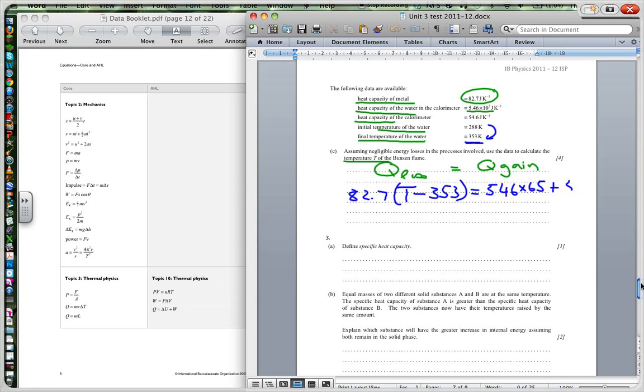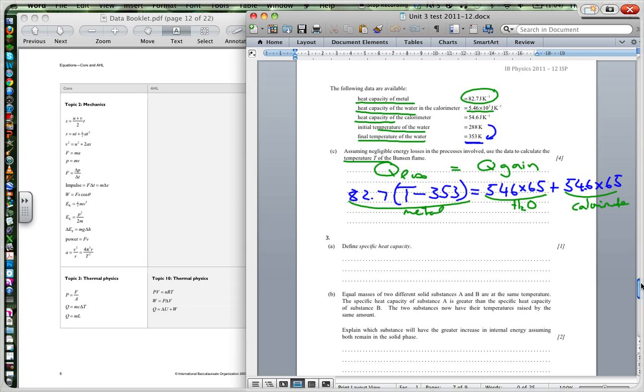So that's 54.6, and that's also times 65. That's the amount of energy that will be required to raise the H2O, the water, and this is for the calorimeter. And this is the energy from the metal.